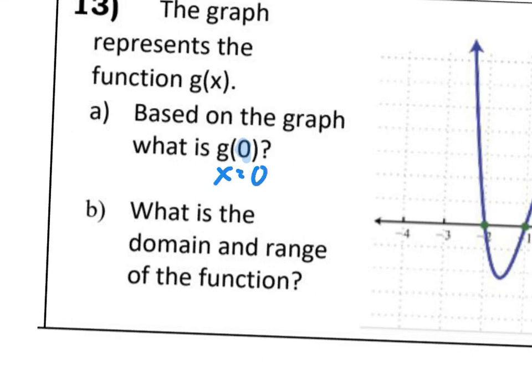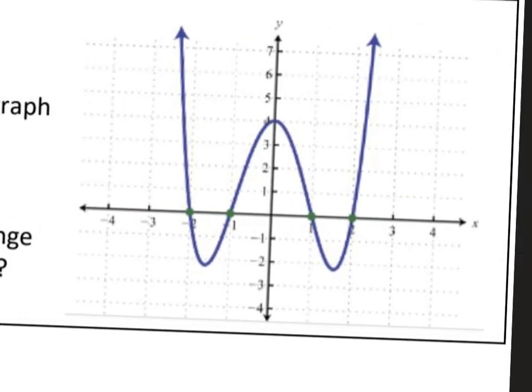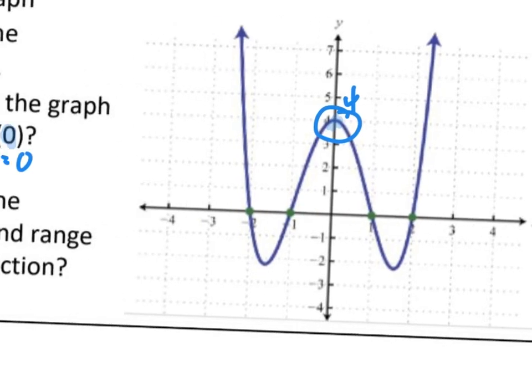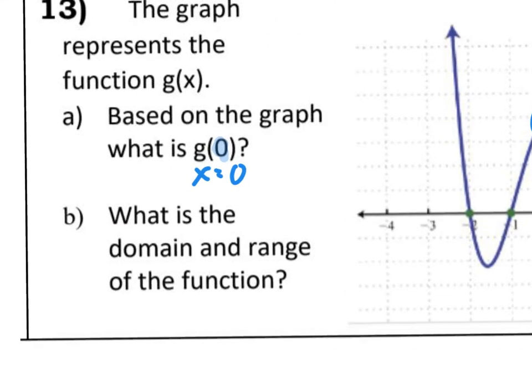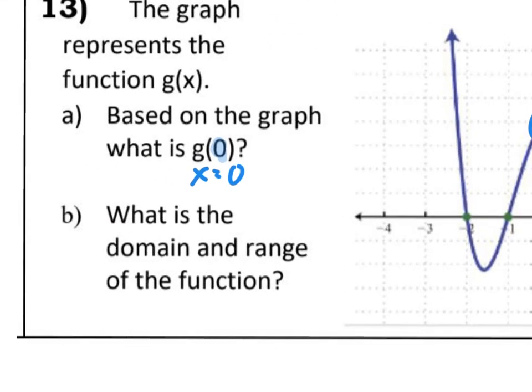So we want to look on our graph. Where is our x 0? We see that our x is 0 right over here. And so the y value, the g of x value, at that point is going to be 4, because it hits right at 4. So g of 0 equals 4, because that's the y-coordinate when our x is 0.